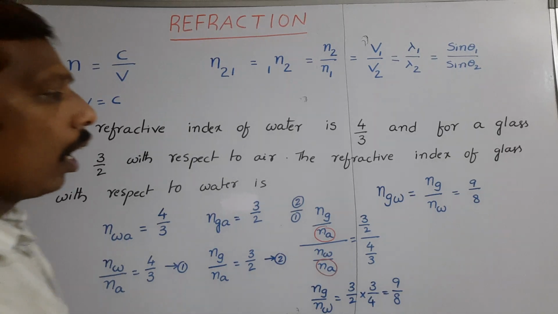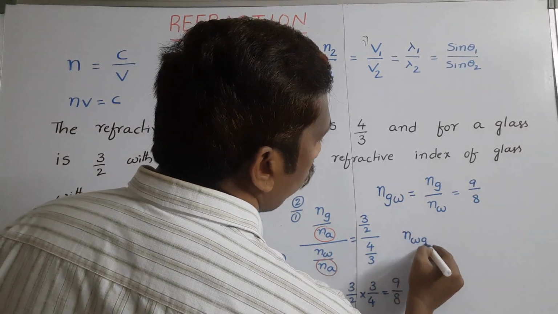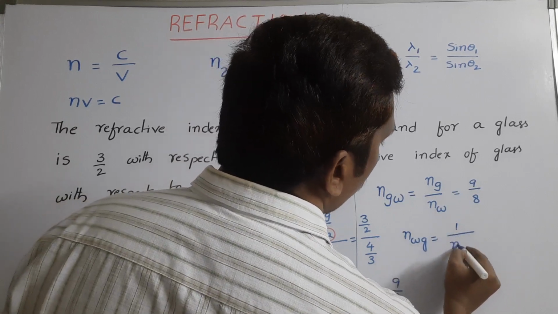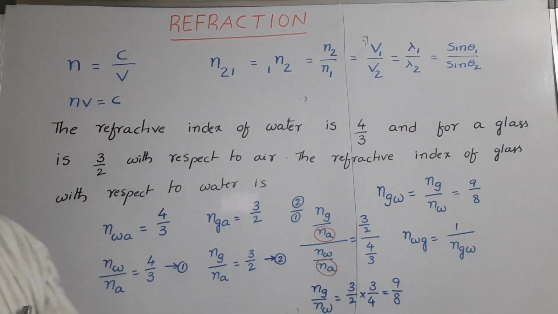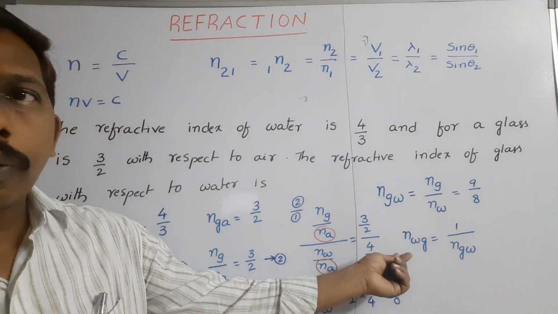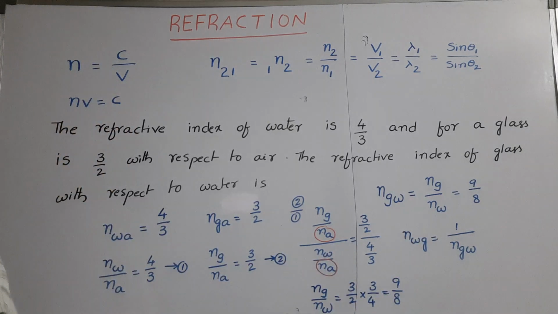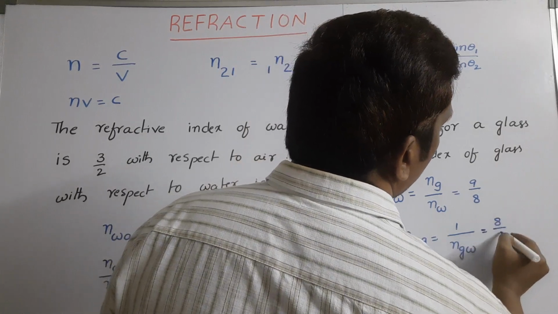In the same way, how to get the refractive index of water with respect to glass? The refractive index of water with respect to glass is equal to 1 by the refractive index of glass with respect to water. We want to calculate the refractive index of water with respect to glass, that is equal to 1 by the refractive index of glass with respect to water. So that is equal to 8 by 9, the answer.